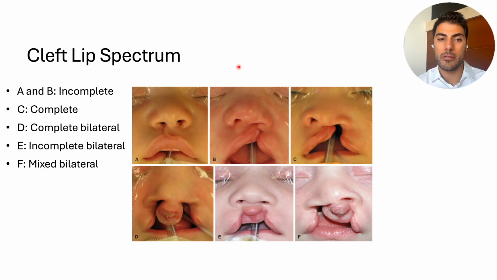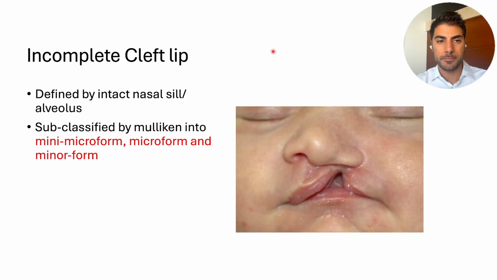So actually we have a subclassification of incomplete cleft lip that we also talk about. A and B are examples of this incomplete. We have the bilateral complete, the bilateral incomplete, and we have the mixed, where we have a complete and then an incomplete.